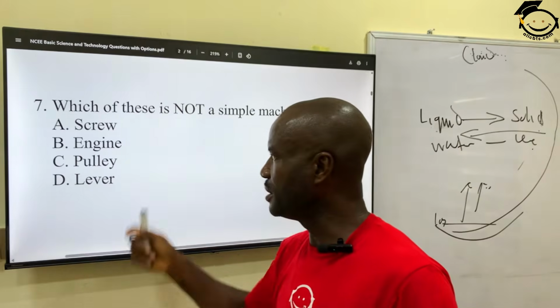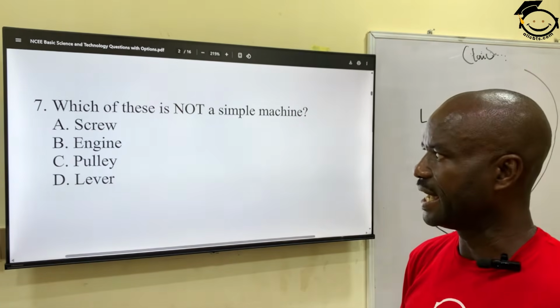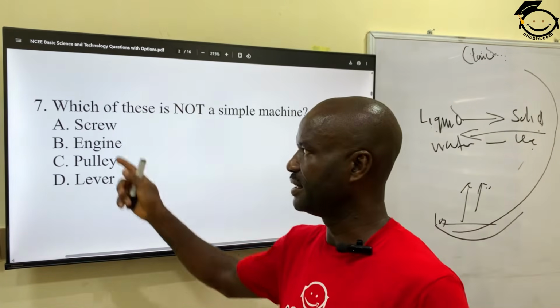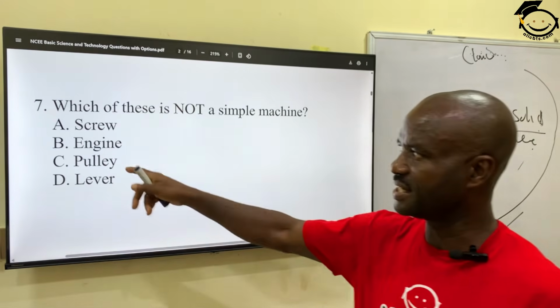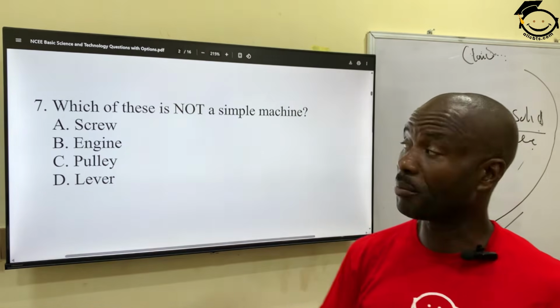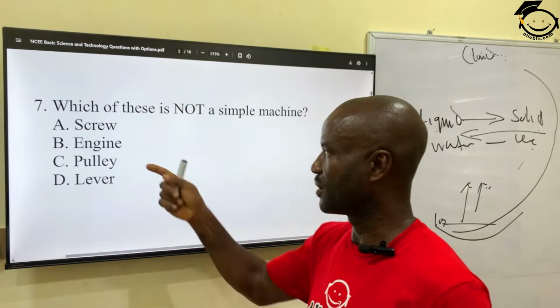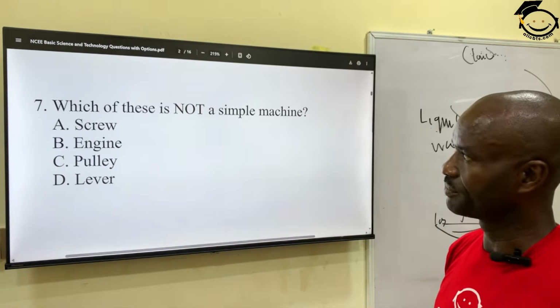C, pulley. And then D, lever. The option that is odd among these is the engine. Engine is a complex tool, so it's not. So the correct answer is B, engine.